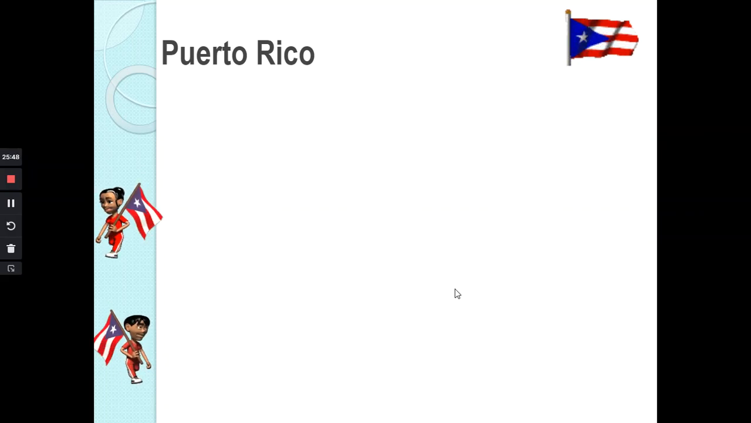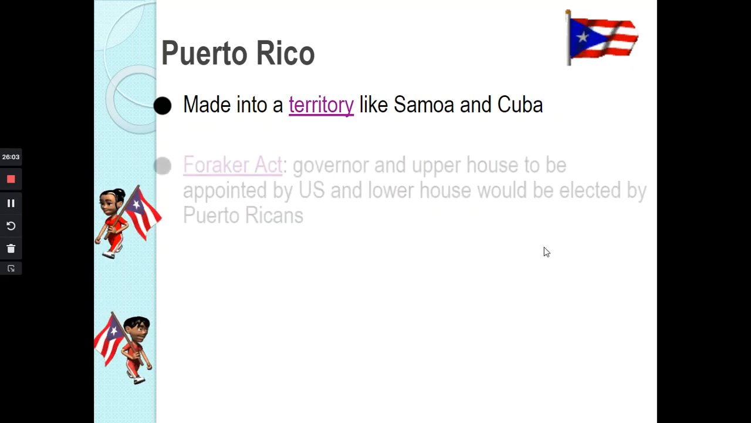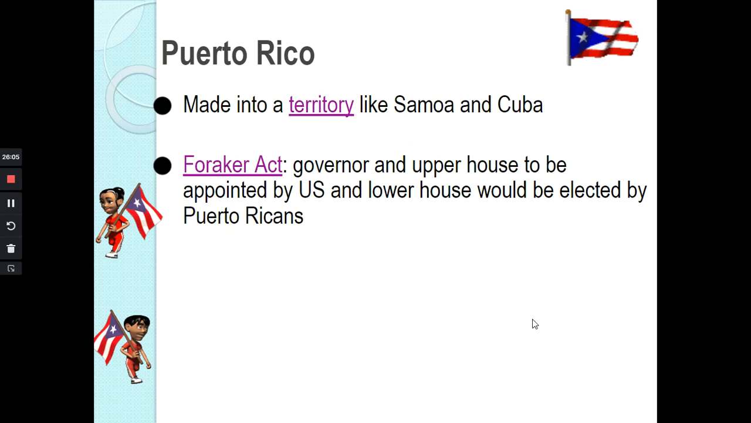That leads us to Puerto Rico. And again, as you're going along, if you need to pause and get some notes, be sure you do that, rewind, etc. But Puerto Rico, during the Spanish-American War, we get Puerto Rico, and we make it a territory like Samoa and Cuba. We passed the Foraker Act that said that the governor and the upper house had to be appointed by United States officials. The lower house in Puerto Rico could be elected by Puerto Ricans.